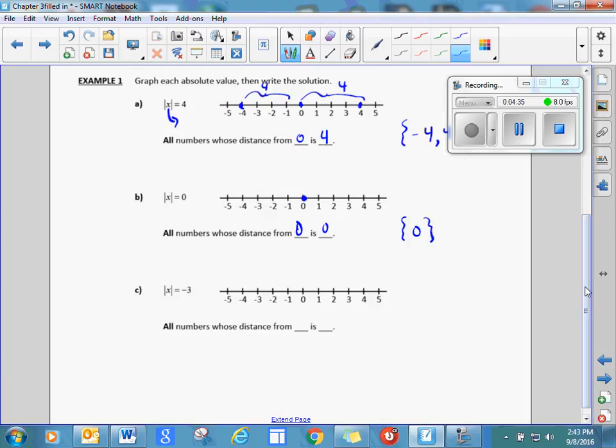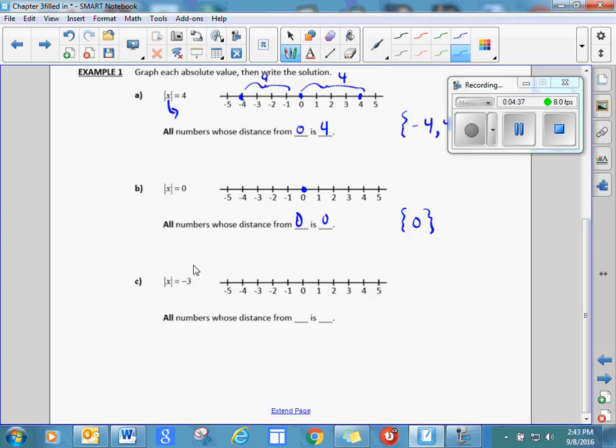And the last example, the part C for number 1, says, tell me all the numbers whose distance from 0 is -3 units. Automatically, you are thinking, alert, alarm, distance is always positive. So in this case, they're saying distance needs to be equal to -3, and that's not possible. So this is an instance where there is no solution that makes this equation true.